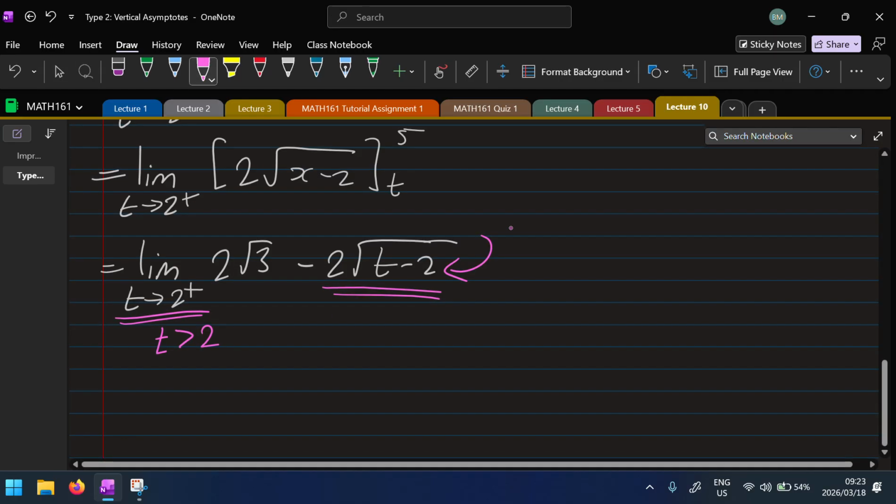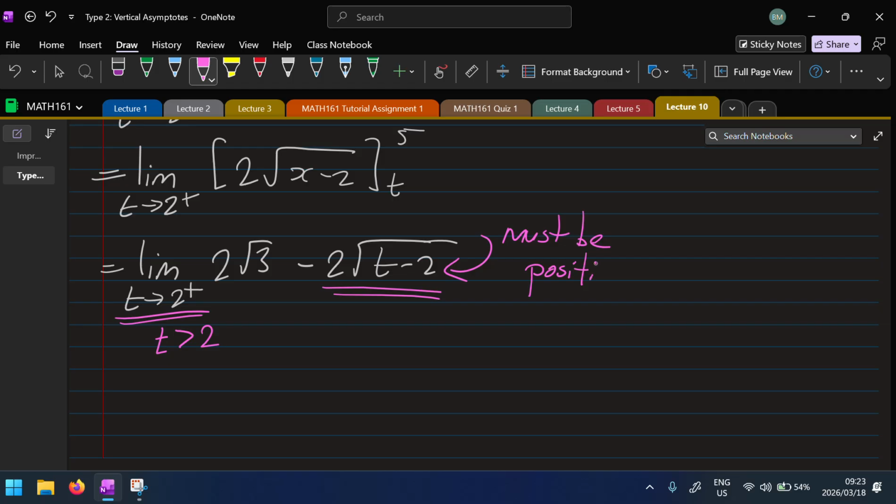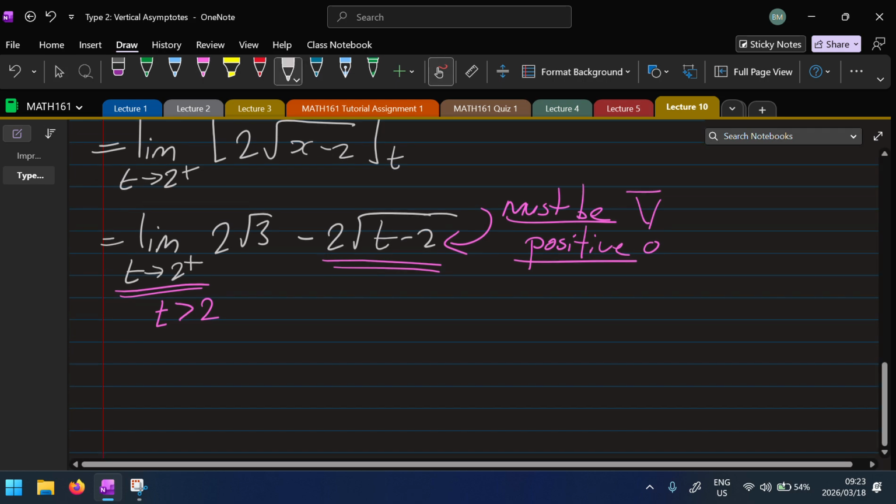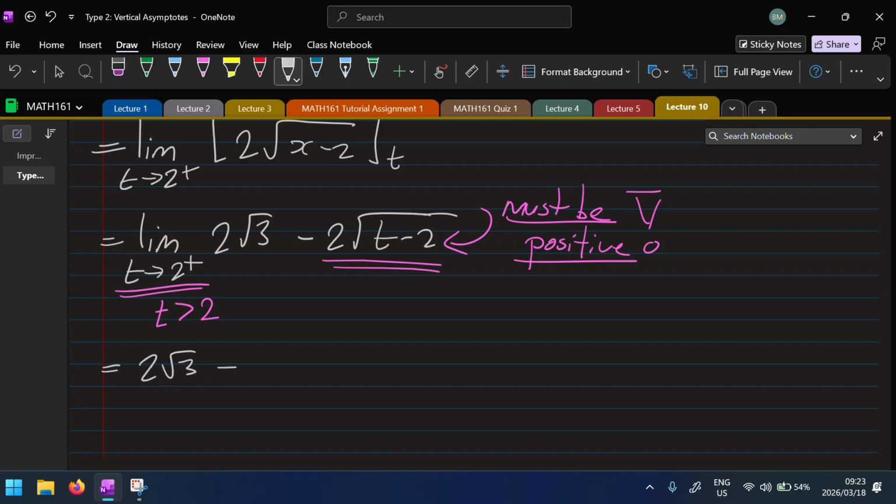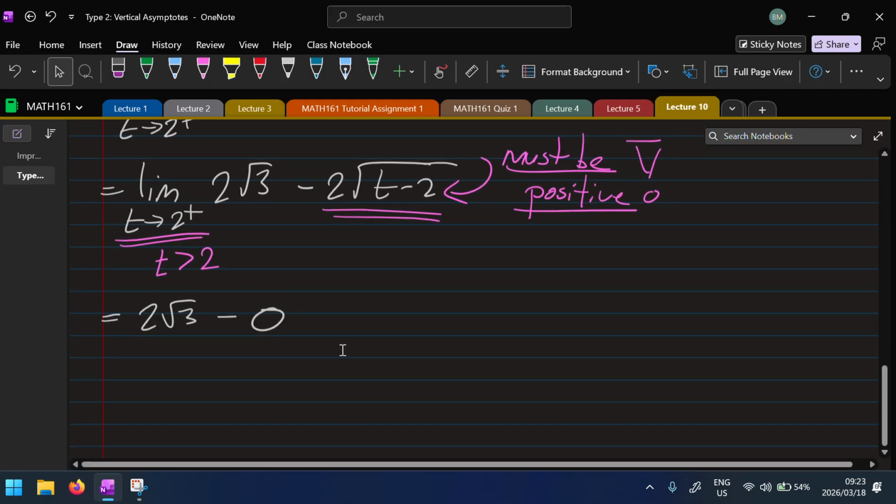So this bottom part must be positive. Okay, that's why we put the 2 plus. So let's do that. So this is going to be 2 root 3 minus. Okay, now we put in 2 plus, so everything's fine. What does that become? In the limits, t goes to 2, 0. Okay, so we get 2 root 3.